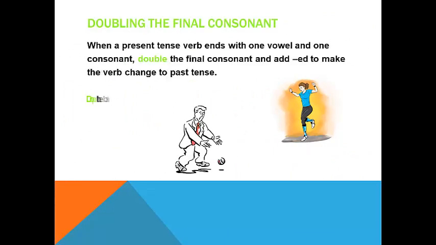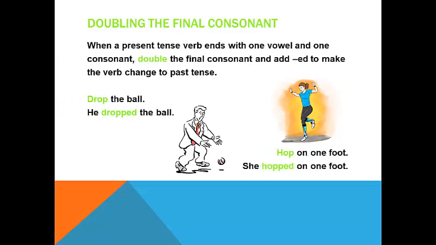When we double the final consonant, for example, we are going to do it in the following verbs. When the present tense verb ends with one vowel and one consonant, we have to double the final consonant and add ed to make the verb change to the past tense.